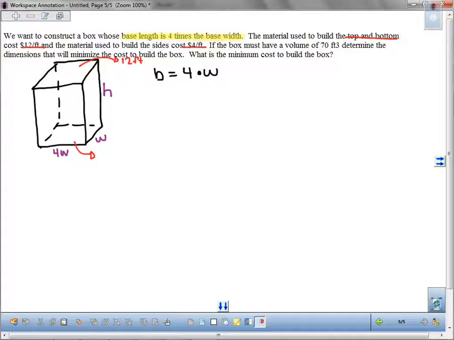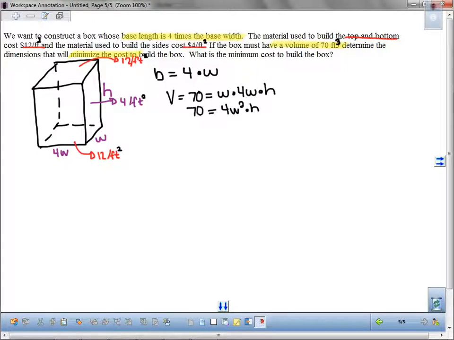I am also given that the top and the bottom cost $12 per square feet, and the sides cost $4 per square feet. I also know that the volume is 70, so the volume is going to be 4W times W times H, so base times height times width. So now I'm going to write a cost equation.